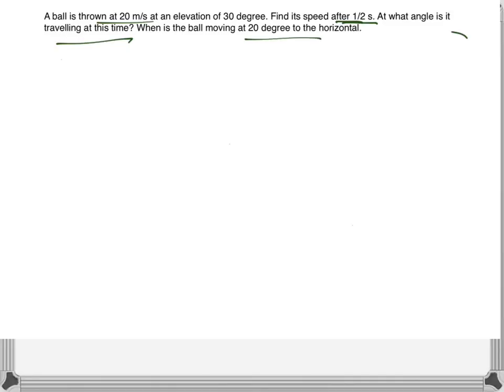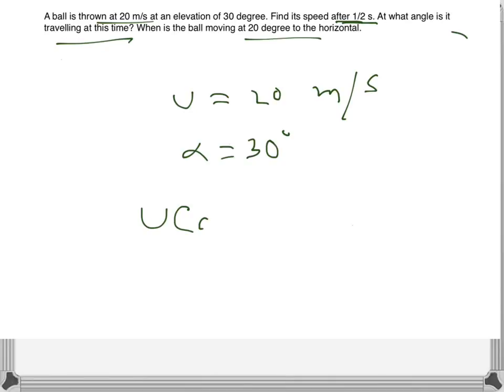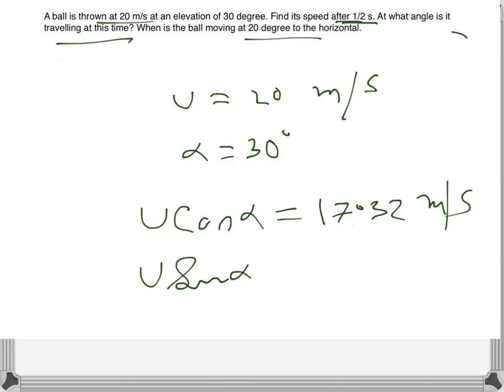So the initial velocity at which it is thrown is 20 meters per second, and the angle alpha is 30 degrees. Now the horizontal component will always remain the same, which is u cos alpha, that's 17.32 meters per second, and the vertical component initially is u sine alpha.